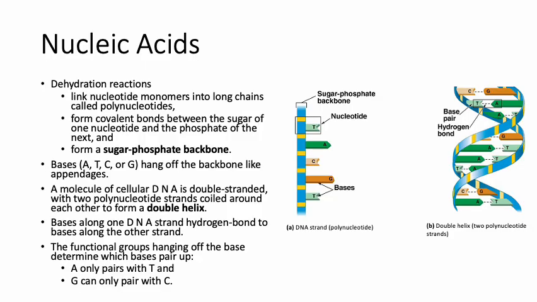DNA is formed when nucleotide monomers are linked together through dehydration reactions. These reactions create a covalent bond between the sugar of one nucleotide and the phosphate of the next, producing a repeated sugar-phosphate backbone. The nitrogenous bases extend outwards from the backbone and carry the genetic information. In cells, DNA exists as double-stranded molecules with two polynucleotide chains twisted into a double helix. The bases on one strand pair with the bases on the other through hydrogen bonds, with adenine pairing only with thymine and guanine pairing only with cytosine. The specific base pairing is essential for DNA stability and accurate replication.